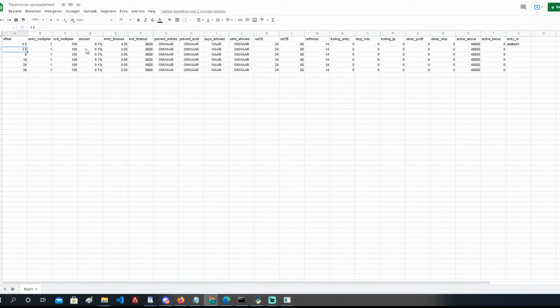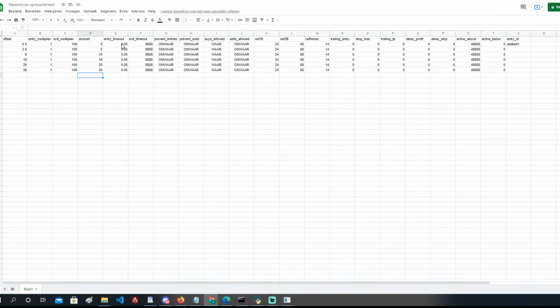The amounts in this scenario are set to percentages. That means it's going to use your account balance to decide what your trade amount will be. Let's set these to static amounts. All right, so we've set up some trading amounts.